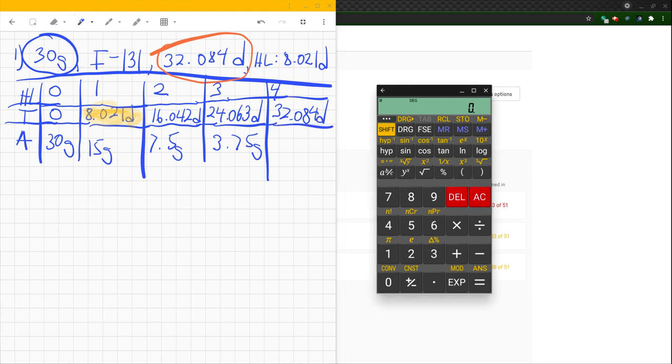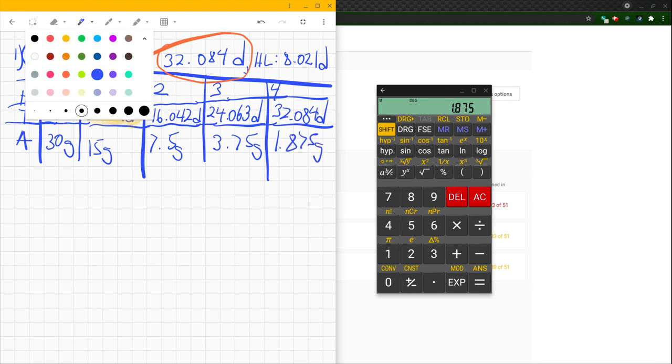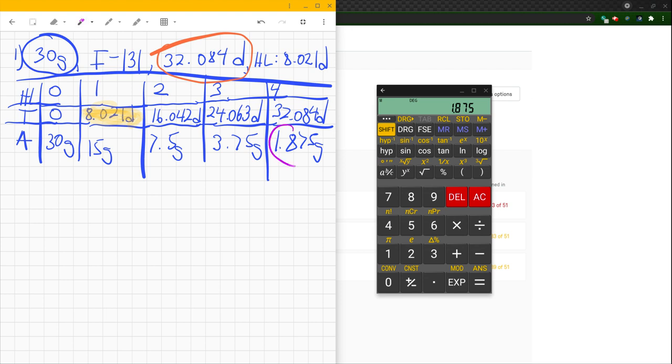So now we're at half of the amount that's still there. So 3.75 divided by 2. There we go. 1.875 grams are remaining. And that is the actual answer. So out of the original 30 grams, only 1.875 grams are still radioactive. There we go.